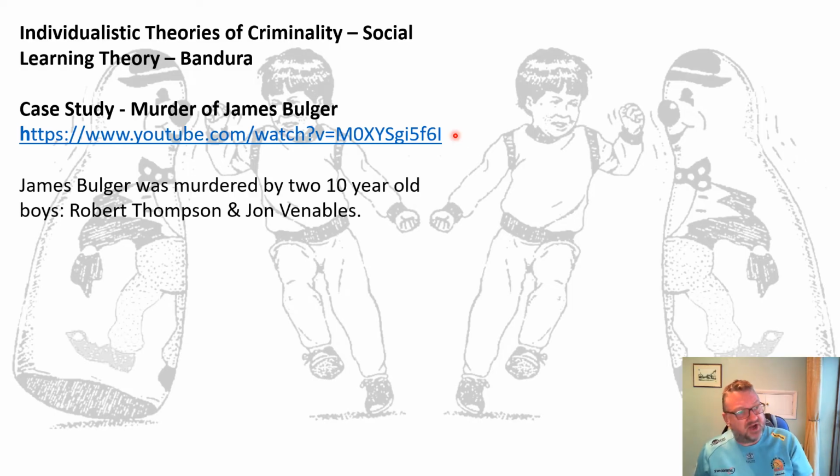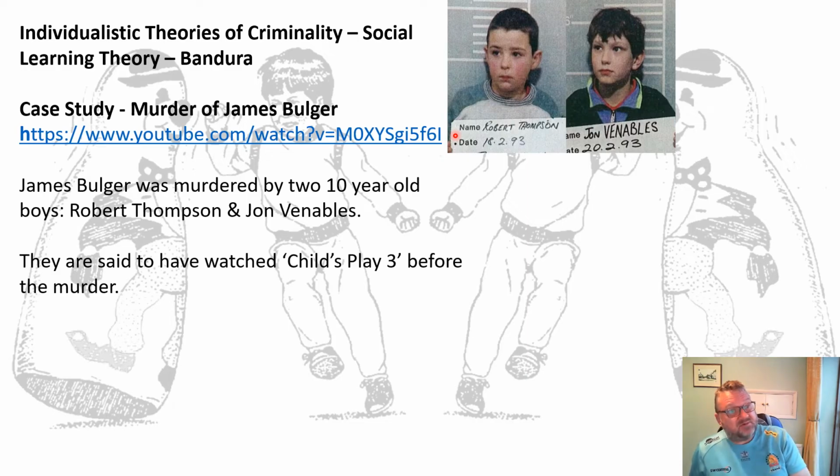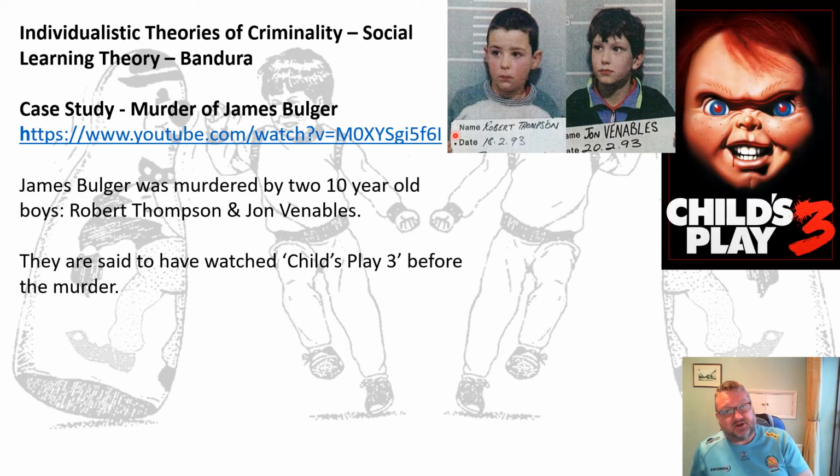But in a nutshell, James Bulger was murdered by two 10-year-old boys named Robert Thompson and John Venables. These are the pictures of them when they were arrested in 1993. And they were said to have watched a video called Child's Play 3 just prior to the murder. That is Child's Play 3, an 18 video nasty. And these were 10-year-old kids that had watched this film.